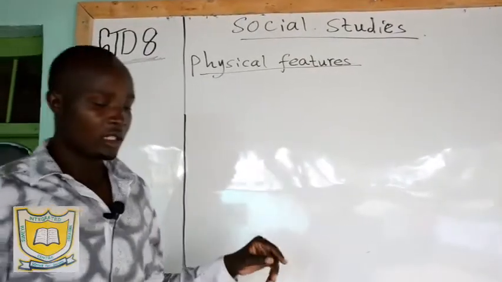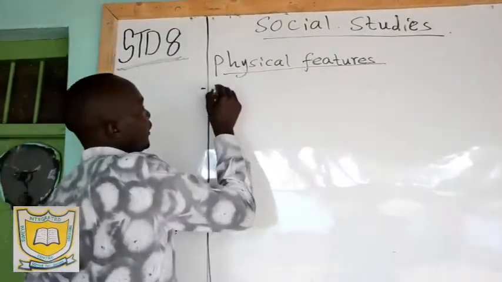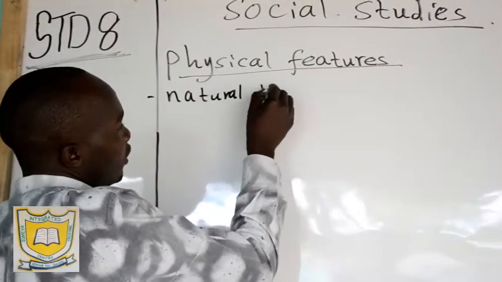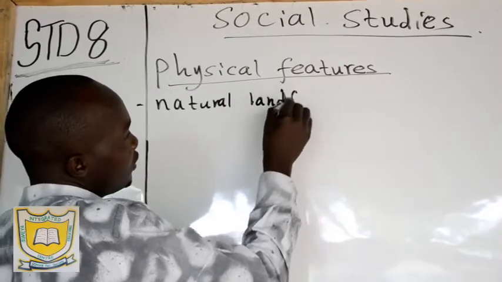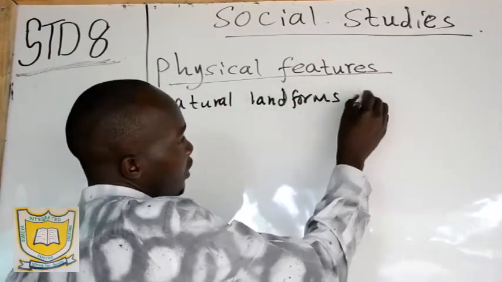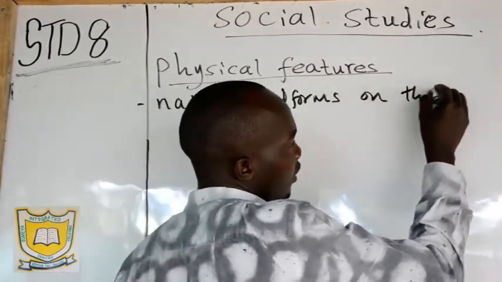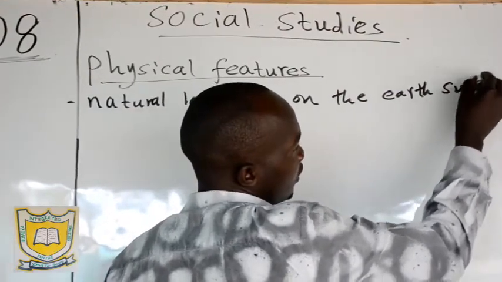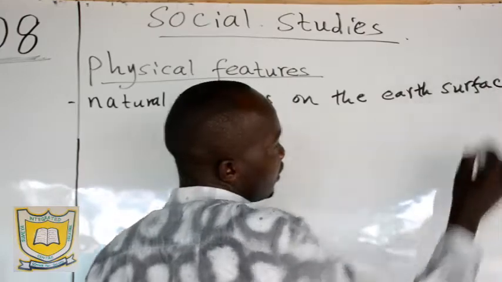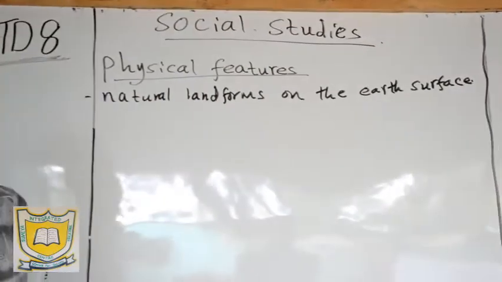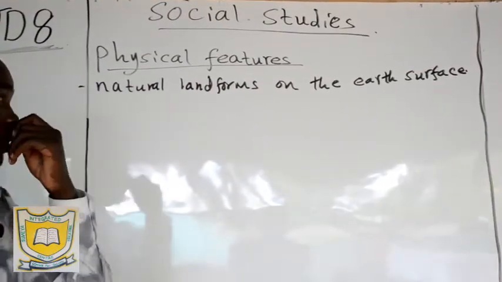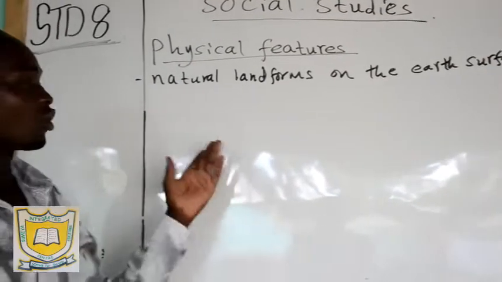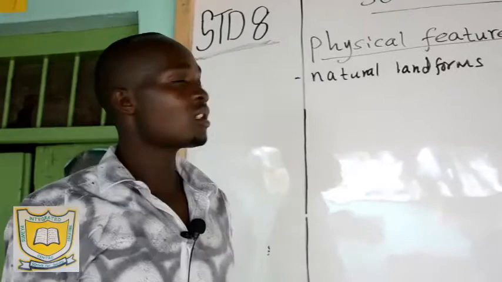So physical features are natural landforms on the earth's surface. The natural landforms on the earth's surface are called physical features. They are natural, they are just found by themselves.